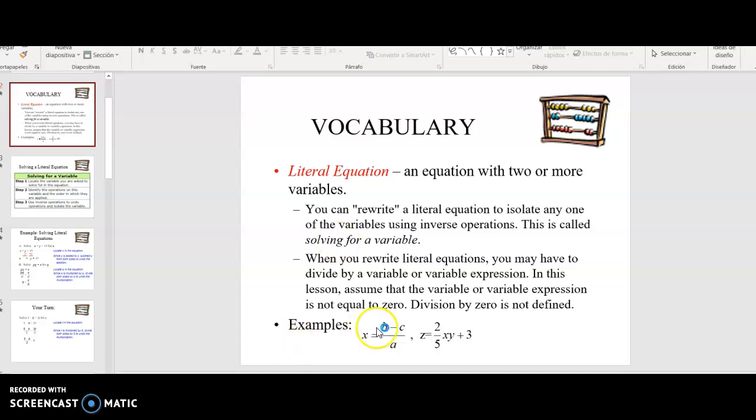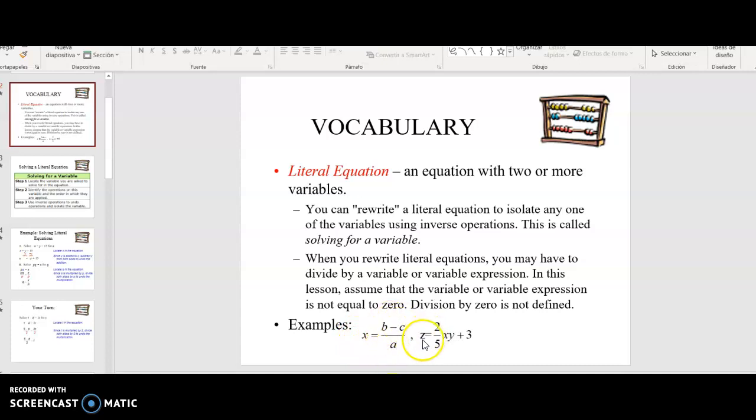Okay, so here we have some examples. X equals B minus C over A. How many variables do we have here? We have four variables. But in this case, this equation is solved for X because X is a function of the other variables. So X is isolated. It's already isolated. We have the value of X with the other three variables.